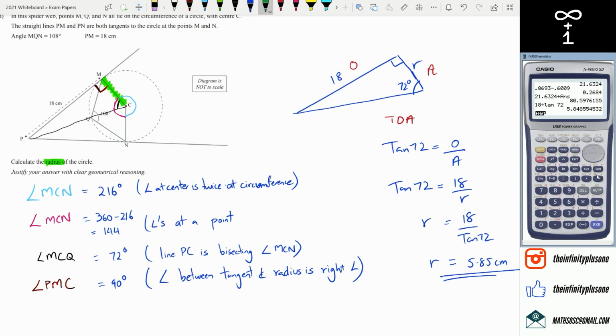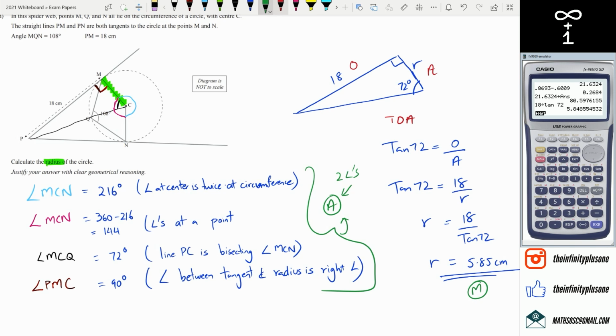So grades wise, we're looking at a merit for this question. Finding two angles from this whole series gets you achieved. So two angles gets you an achieved. Sweet, let's go to the next question, guys.